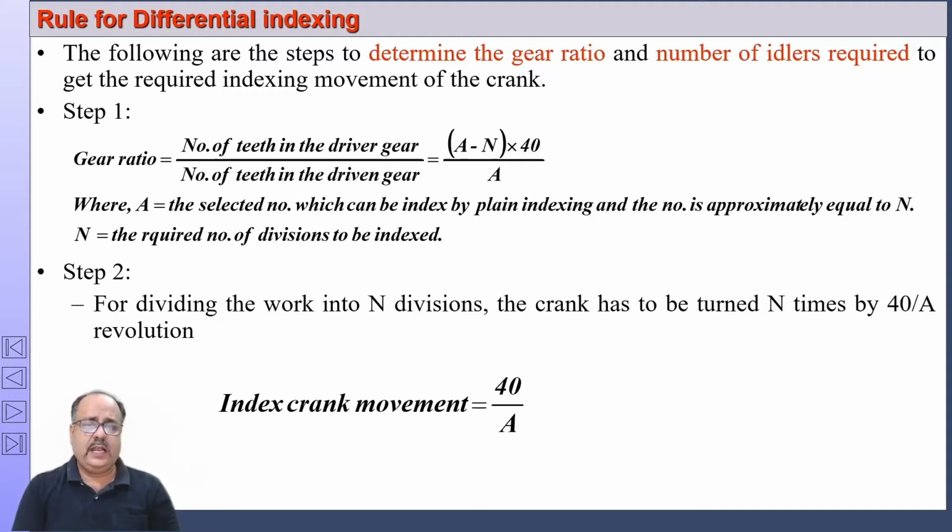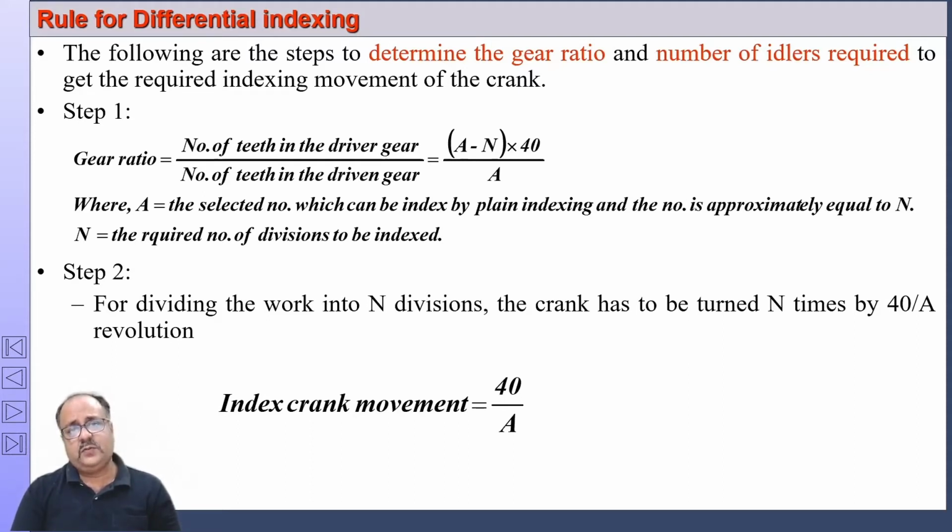Now we have to select A. The first step is to select A. A is a number which is close to the divisions that are required. That means A is very close to N, and A can be simple indexed. Suppose we want to divide the workpiece in 97 divisions. Let's say we have taken A as 100.